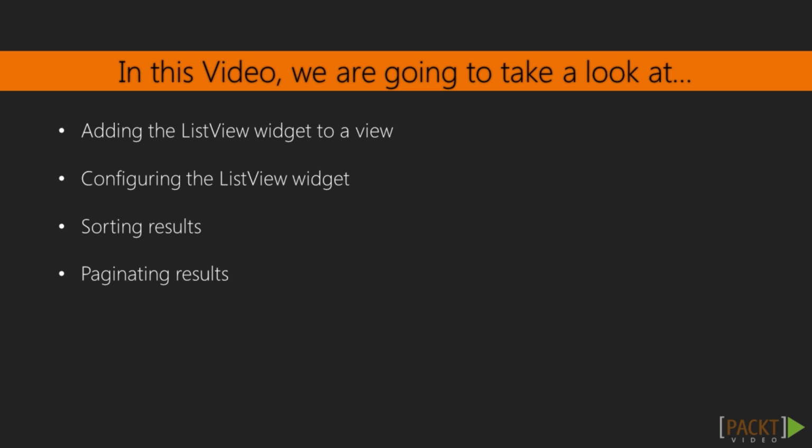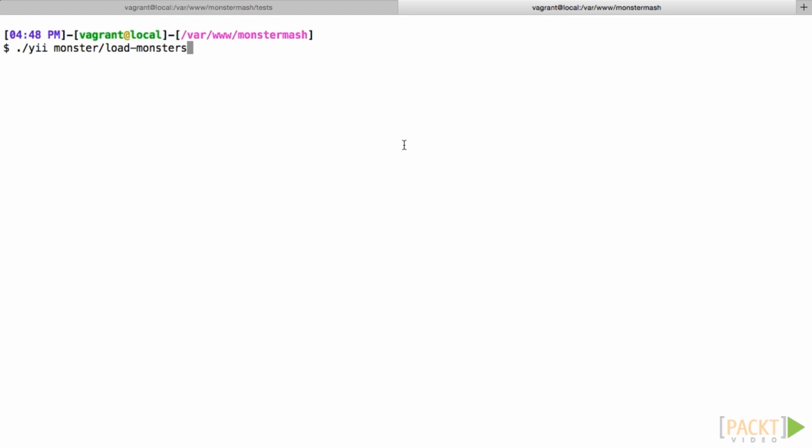At the moment, we're using the Grid View widget to display monsters on our listing page. However, the Grid View widget is better suited for an admin panel of a site, as it contains little styling and includes buttons to perform CRUD actions on models. Therefore, we'll learn how to use the List View widget instead, which allows us to customize the appearance of each monster model. After we get the List View widget set up, we'll then learn how to use it to sort and paginate our results.